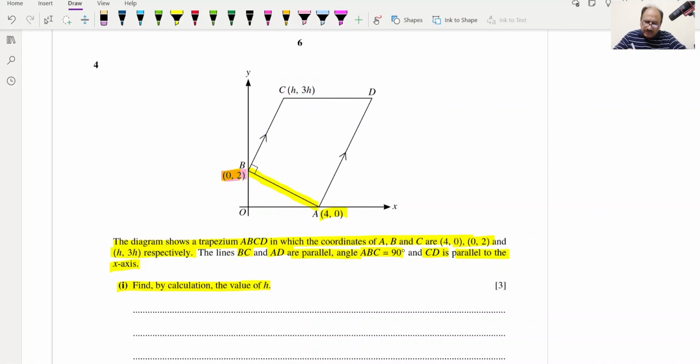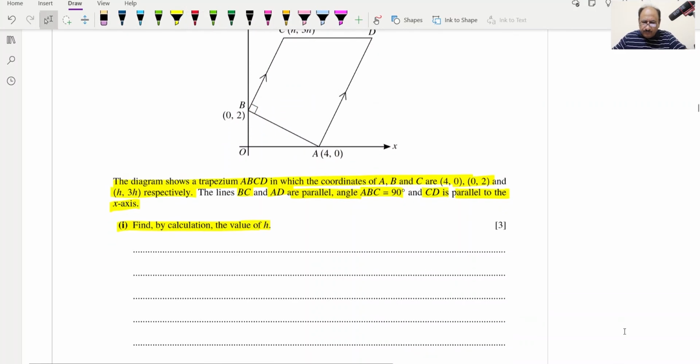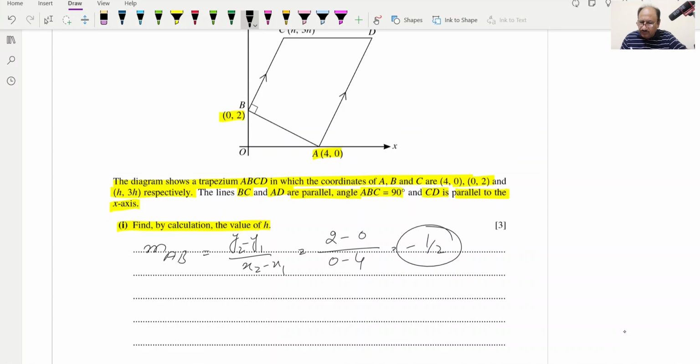So this will be our strategy. First of all we need to find the gradient of BA, and we will be using these 2 points to find the gradient of BA. So we will write gradient of AB or BA, and this will be equal to y2 minus y1 over x2 minus x1, and this will be 2 minus 0 over 0 minus 4, which is equal to minus 1 by 2. This will be the gradient of AB, and now we can write the gradient of the perpendicular of AB, and that will be the gradient of BC. So gradient of BC will be equal to the reciprocal with the sign changed, so it will be 2.